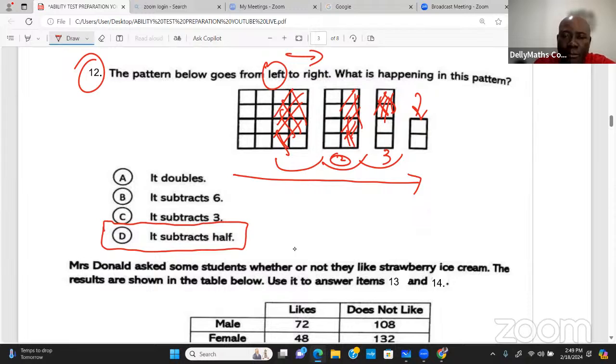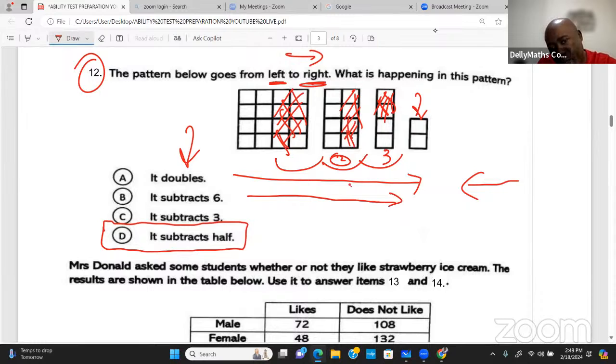So you have to be careful. We're subtracting a half as we move from left to right. And believe it or not, if you're moving from right to left, you're doubling. So you have to be careful, because those who pick doubling are viewing it from right to left. But the question specifically says to observe this from left to right. So you're going this way.